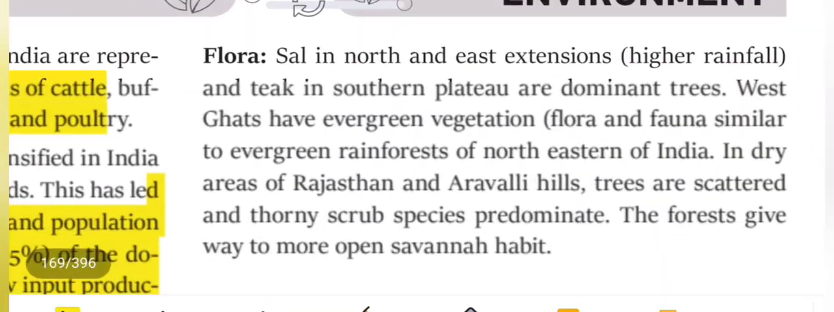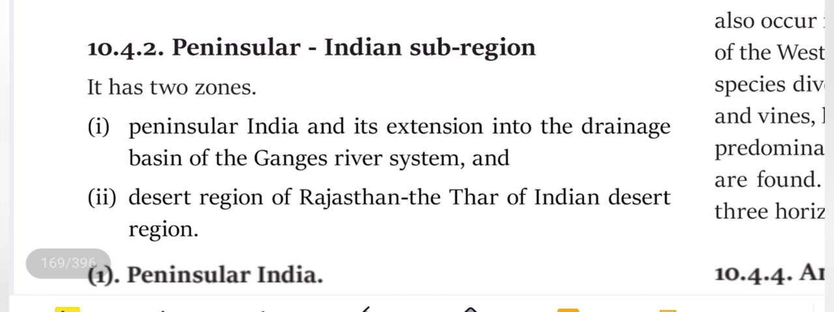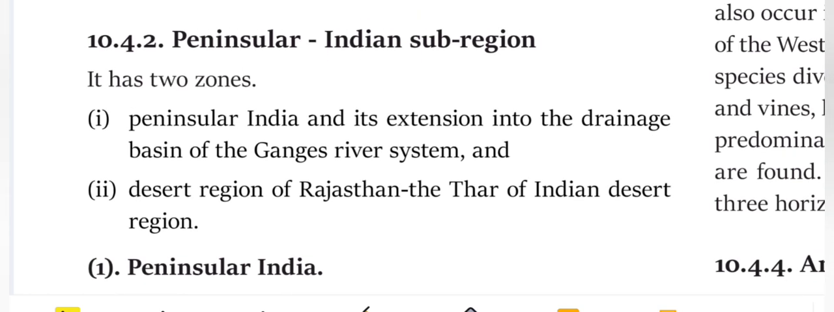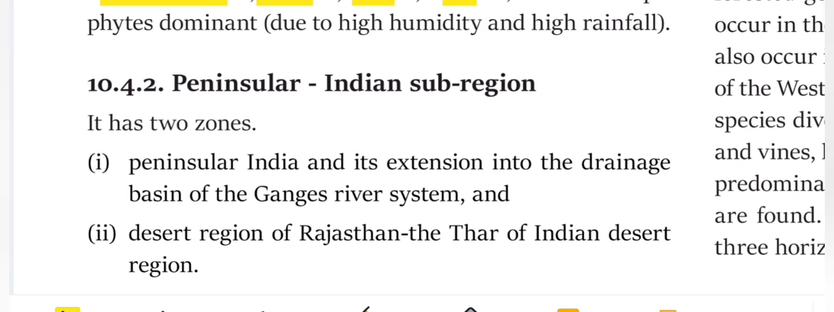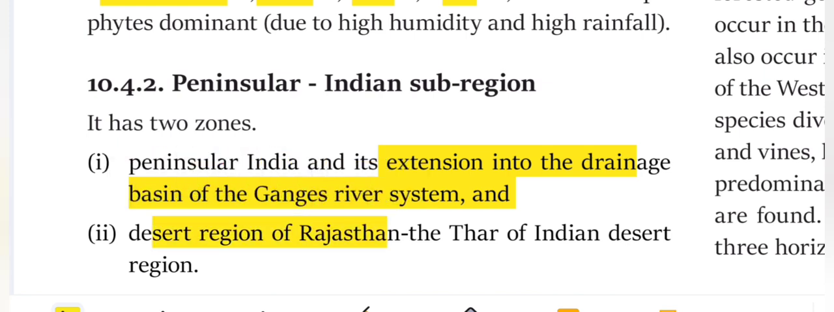Now is the peninsular Indian subregion. So it has two zones. What are the two zones? First is peninsular India and its extension into drainage basin of Gangetic river system. So peninsular India. Okay, here peninsular India and its extension into drainage basin of Gangetic river system, desert region of Rajasthan, the third Indian desert region.